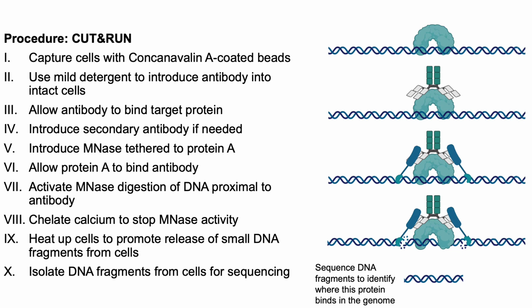The cells are then pelleted by centrifugation, and the supernatant containing DNA fragments is isolated and subjected to phenol chloroform extraction to isolate DNA from any bound proteins. The isolated DNA is then subjected to library preparation, followed by sequencing.